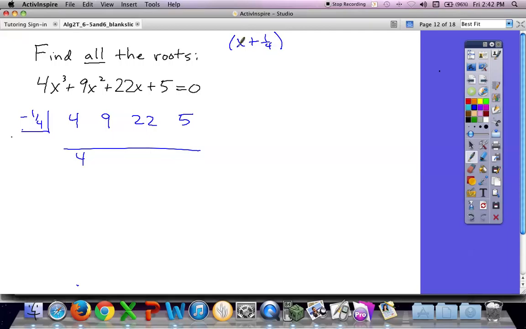Okay, let's go through the multiplication. -1/4 times 4 is -1. Add. -1/4 times 8 is -2. Add. -1/4 times 20 is -5. Add, 0. So what does that tell us? That -1/4 is the right zero, right? So this is definitely a zero from the calculator.